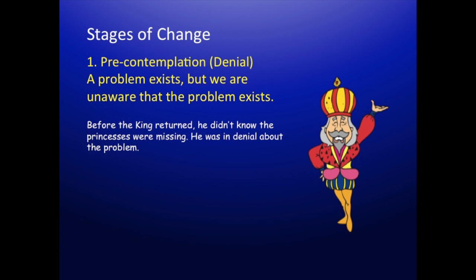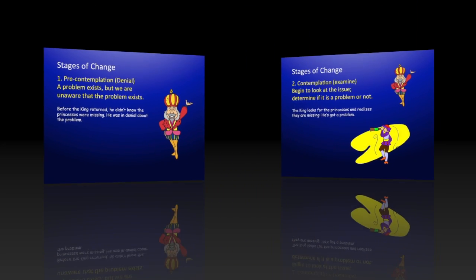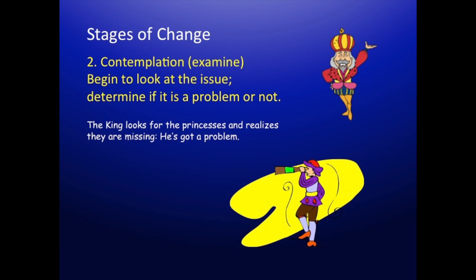But when the king comes back, he starts looking around the castle for them. The second stage of the stages of change we call contemplation. We begin to look at the issue to make a determination if we believe this is a problem or not. And so as the king's going from room to room, and each time he goes into a room and they're not there, he gets a little bit more concerned. And eventually he hits a tipping point where he arrives at the conclusion, yes, indeed, I believe we have a problem here. So that's the contemplation stage. We're looking at the issue. We're weighing the pros and cons, the benefits and the risks.